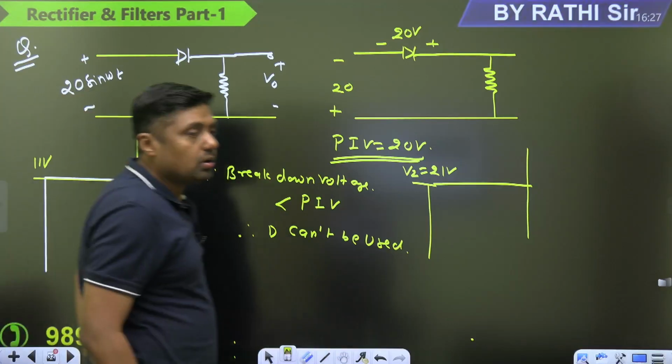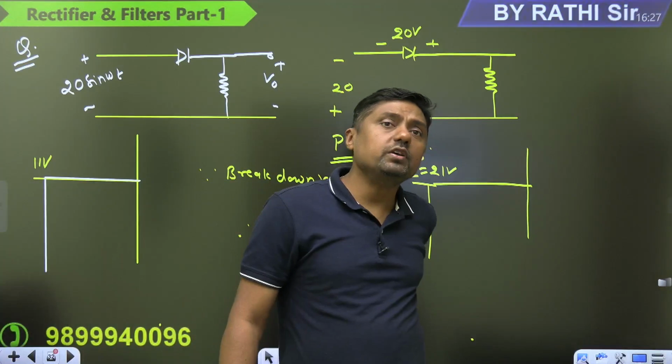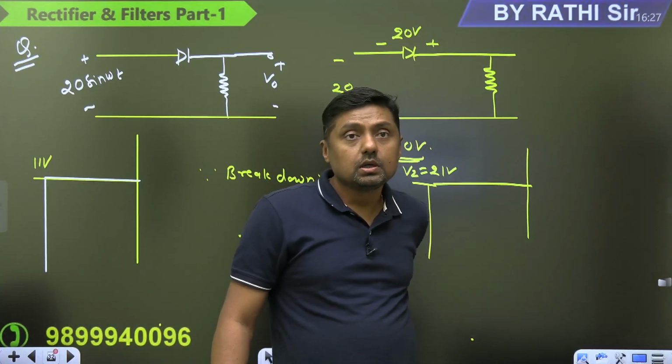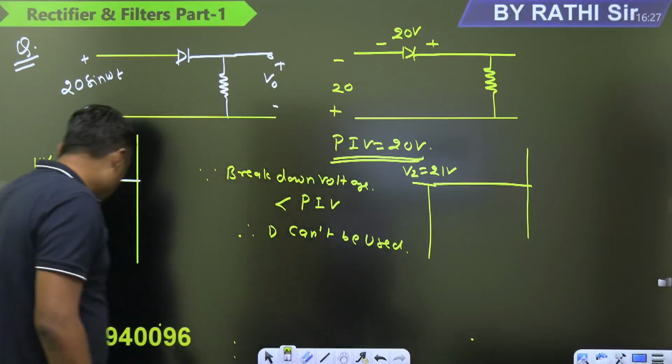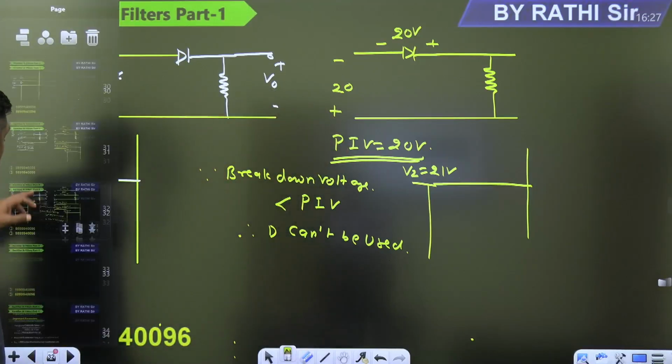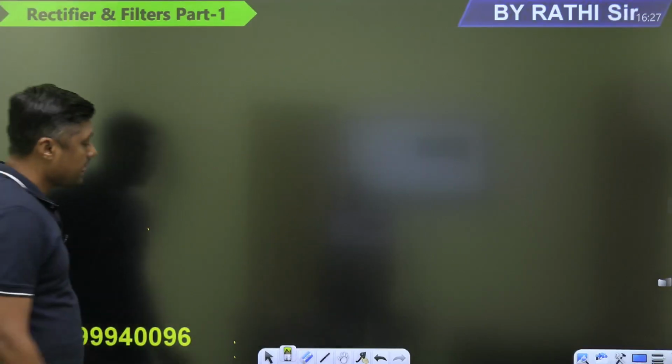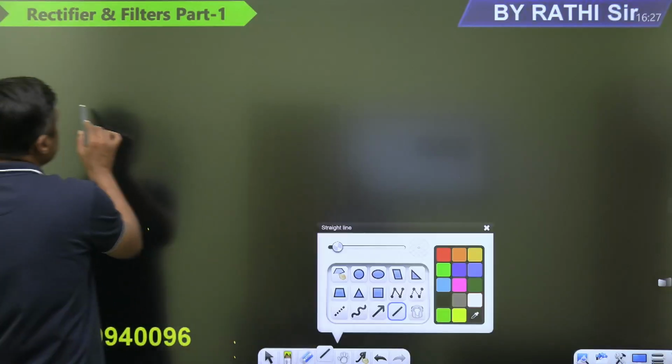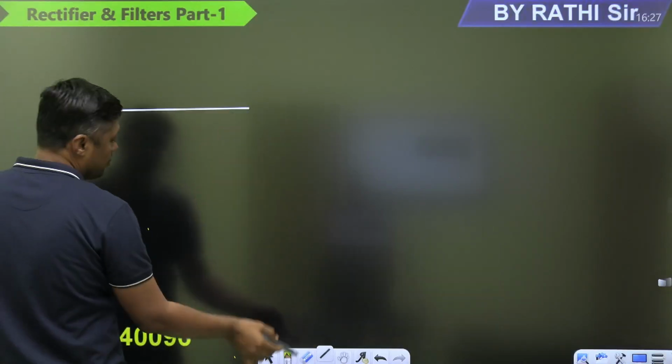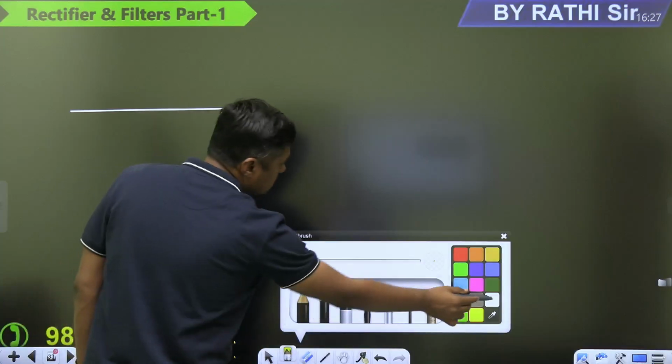Then how can we reduce the PIV? PIV means the maximum voltage appearing across the diode when the diode is reverse biased. So you can connect two diodes in series, guys. You can connect two diodes in series like this.